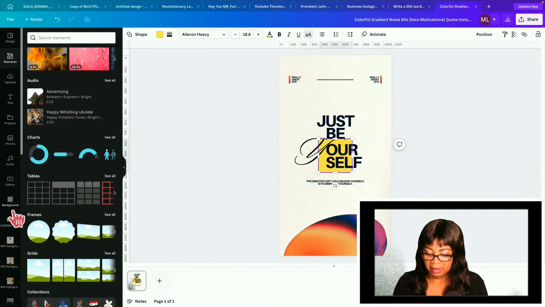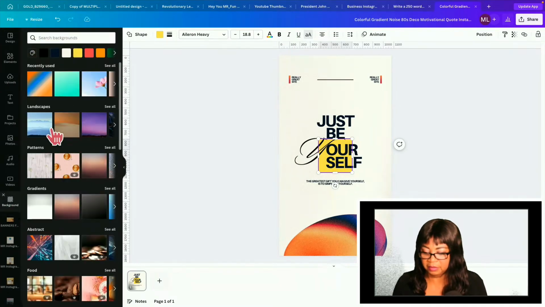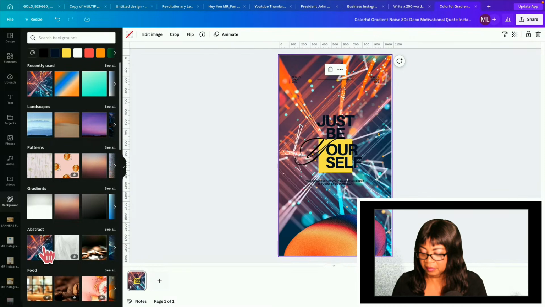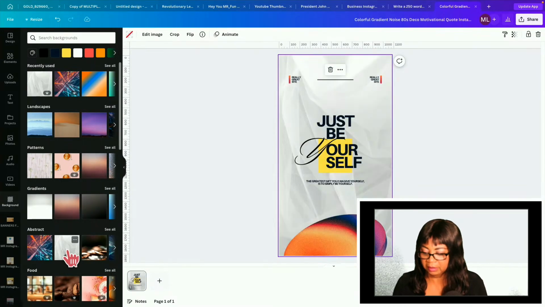And let me go back to elements. If you want a background, you want to change the background, you can do that too. You can click on any of these things and you can get a crazy background. Look at that. See that? You can just, by one click, you can keep changing your background. And that's kind of cool.